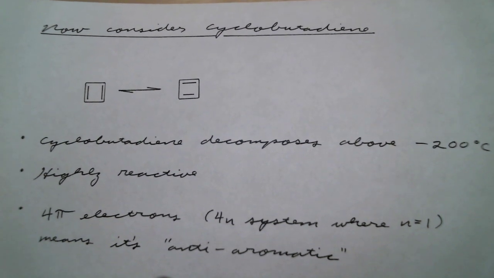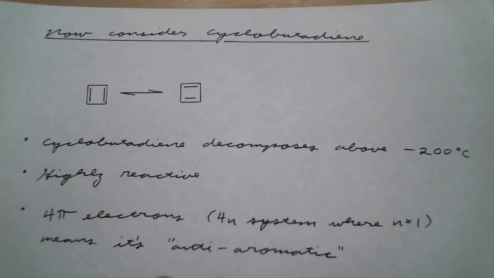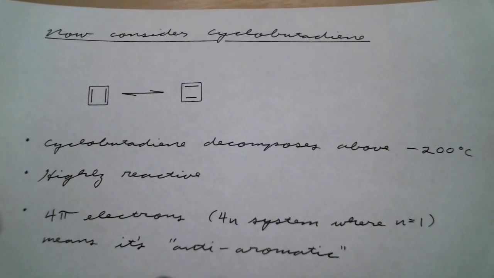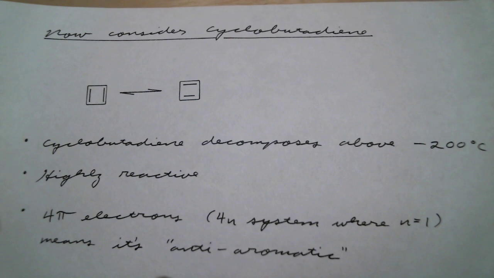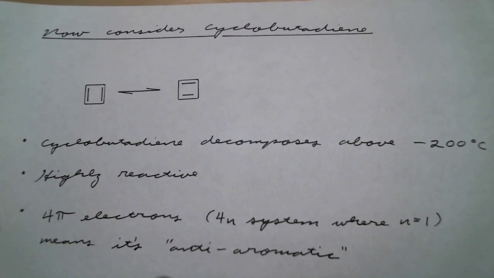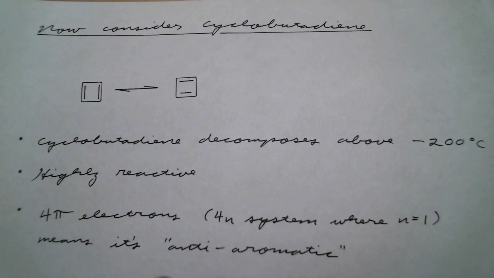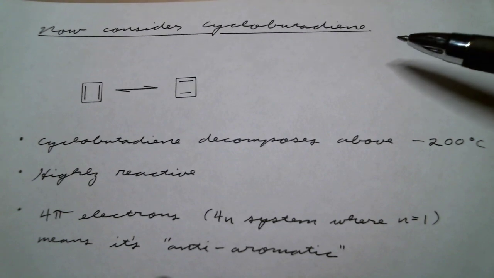Welcome to the third video in our Class 5 series of lecture videos. In this video, we'll be discussing aromatic versus anti-aromatic systems and touching on how to generate molecular orbital diagrams for these interesting systems. So let's now consider cyclobutadiene.